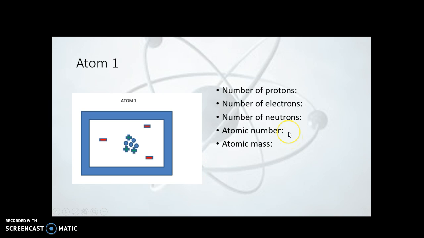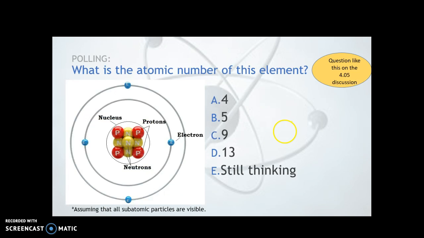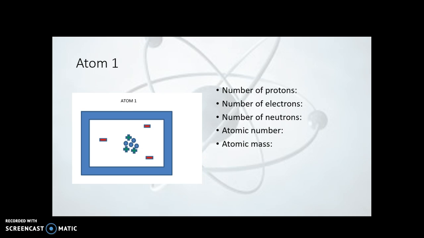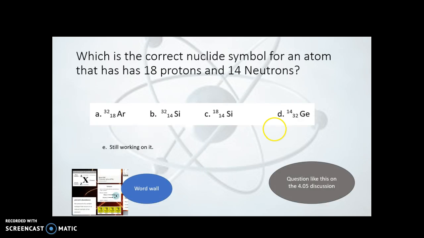Next, we need to figure out the atomic number and the atomic mass. Use that word wall, use our helps from right here and right here to help answer those questions for you. This is a strip of some symbols and how to calculate and determine which is the correct symbol. So we have an atom that has 18 protons and 14 neutrons. We need to use the word wall to help us. Okay, so we know that there are 18 protons. What does the protons relate to?